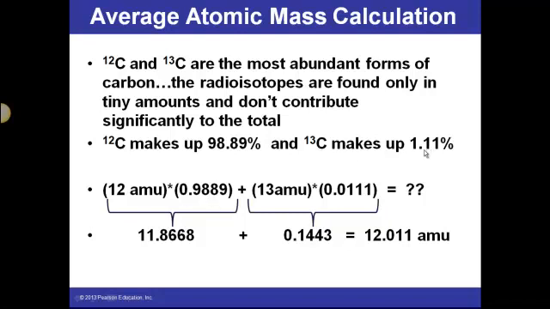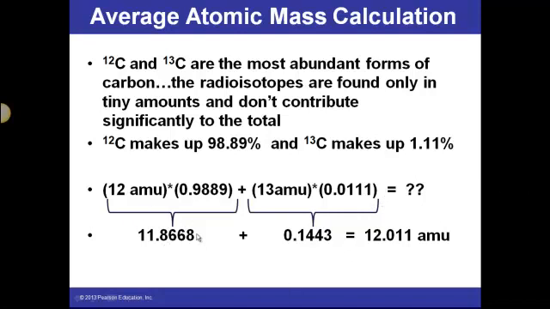C13 makes up only 1.11%, so this is 1.11 over 100. That would give us 0.0111 in our equation times the atomic mass of 13. And then you sum these together, so you would add these together. If we were to calculate the actual mass weight of carbon, you would do this for the other 13 isotopes that were present, and you would add them into the equation as well.